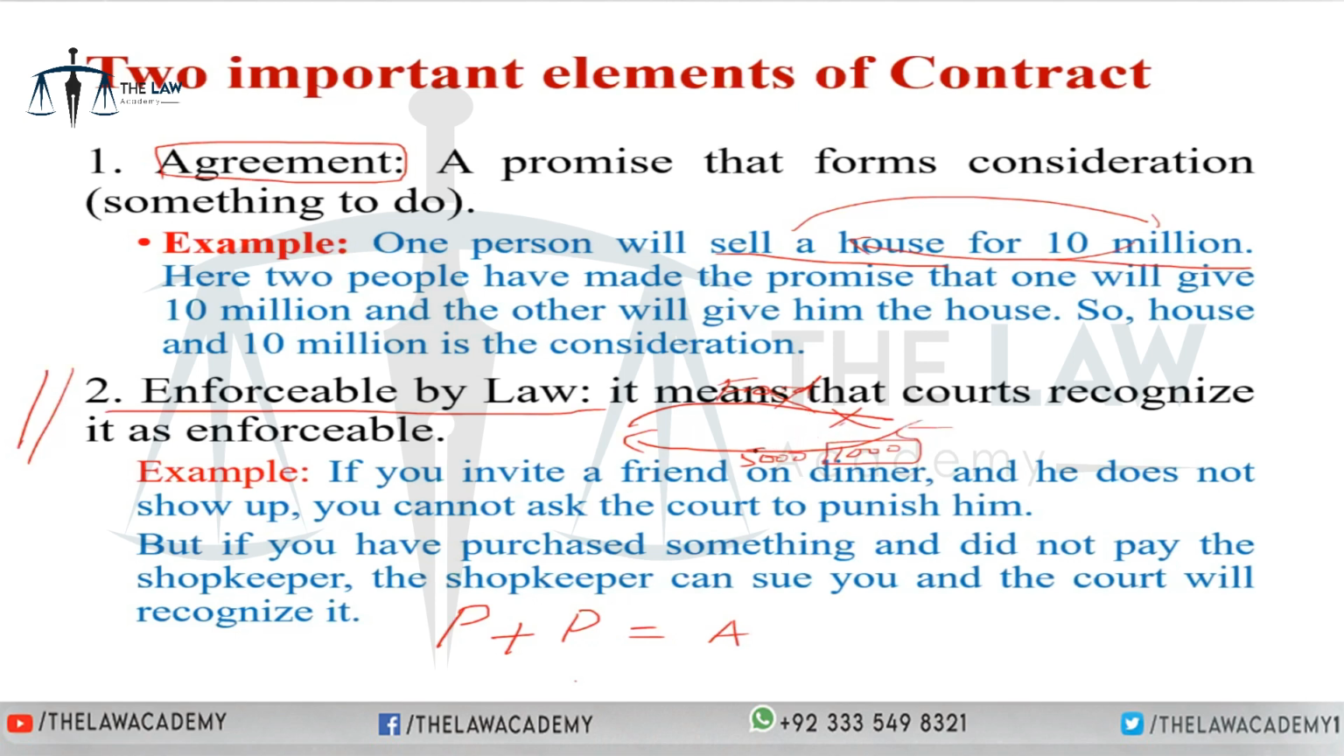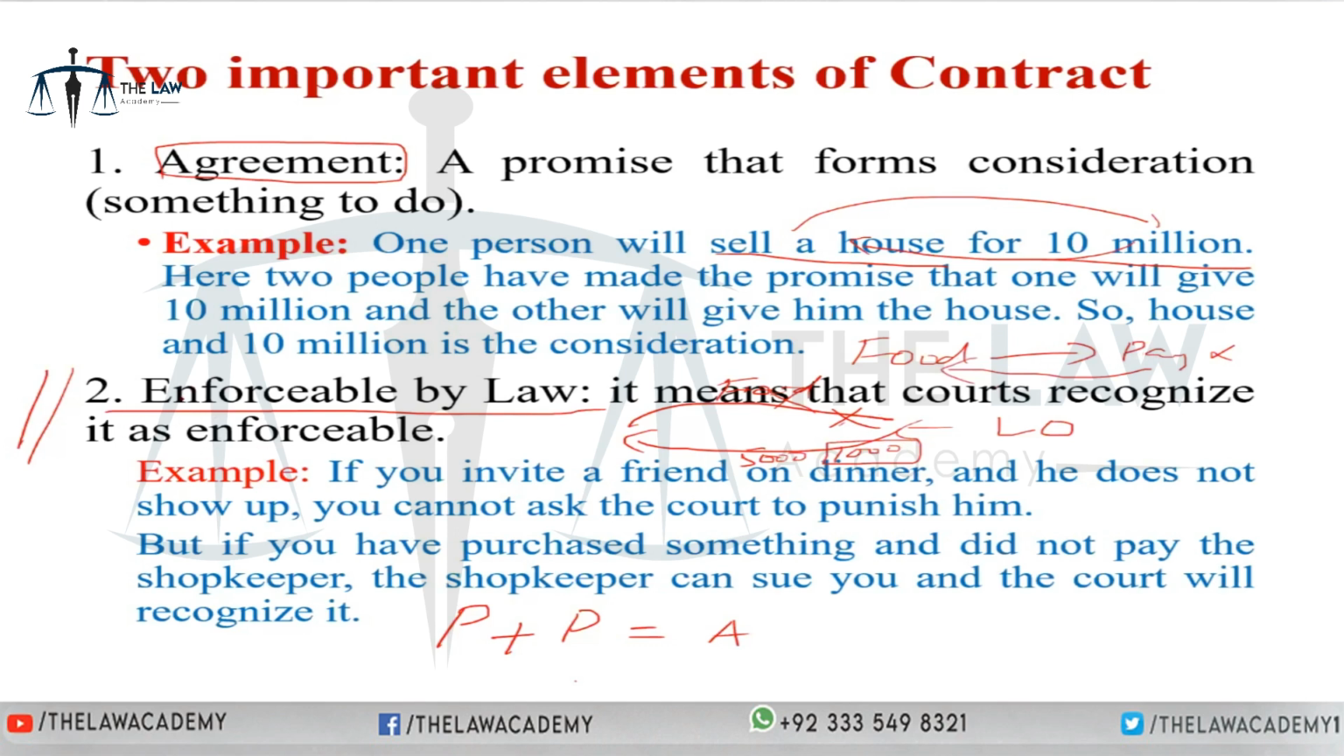That means not all the agreements that we make in life have legal obligation. Some have social obligation. But on the other hand, if you go to a restaurant and have some food, and if you do not pay them, can they sue you? Yes. They are going to sue you for not making the payment.